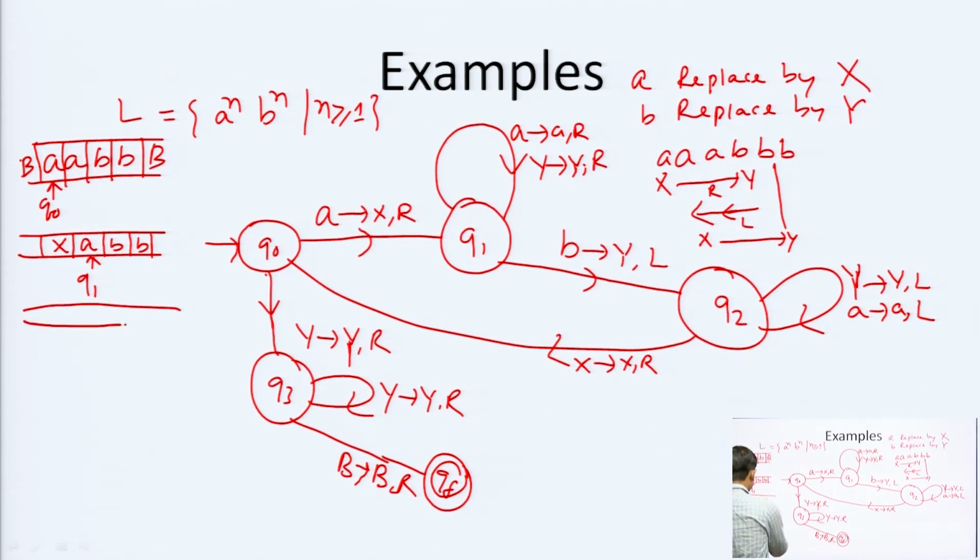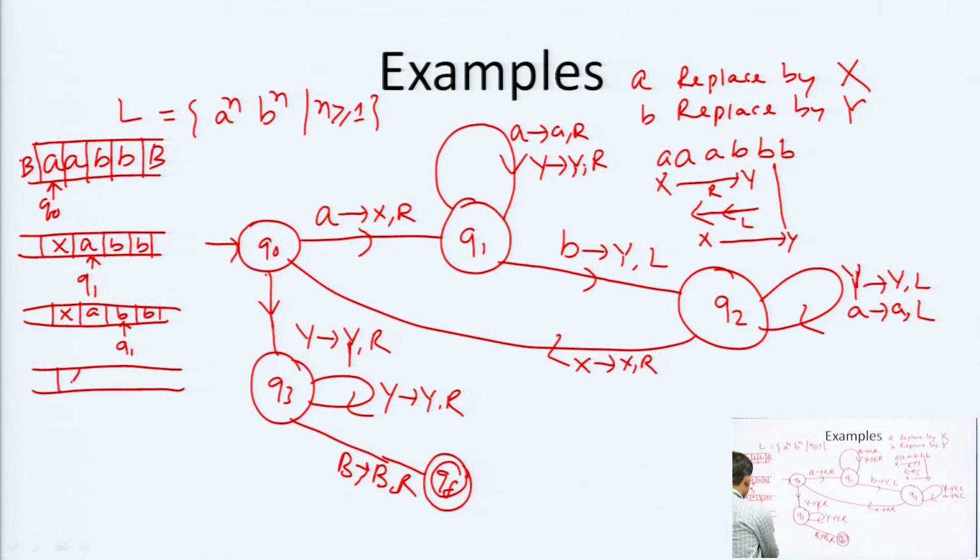Again this a will remain the same. I am not writing blank; this empty means you consider this a blank. So, x and this is a, and this is b, and this is b, and this is q1. Now, you check q1 to b, what you have to do? If q1 to b is there, replace b by y, which means you write y on the tape.